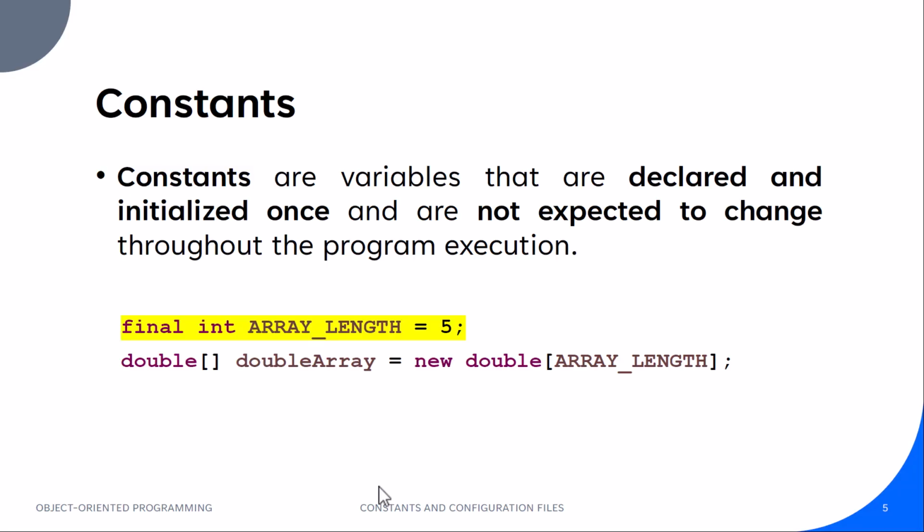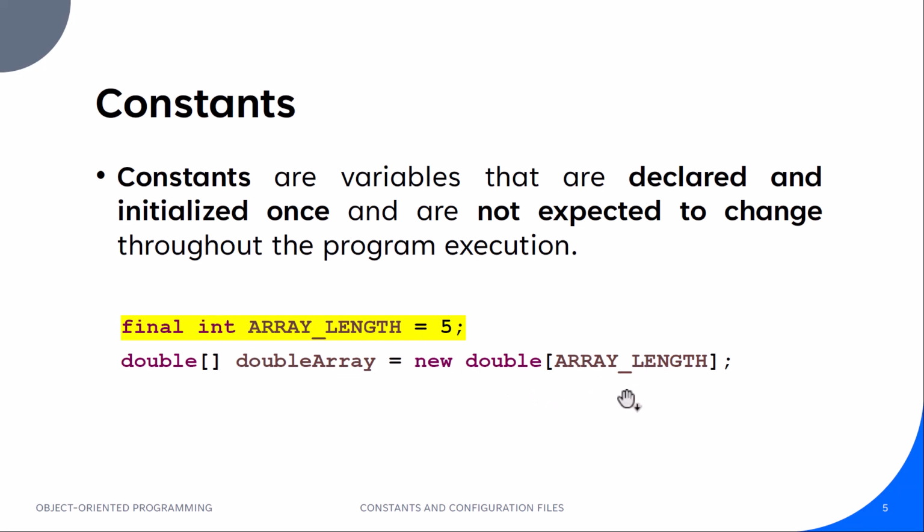Now, constants are variables that are declared and initialized once and are not expected to change throughout the program execution. The way we specify constants is by using the keyword final before the type of the constant that we are trying to create. And in this case, final int arrayLength is equal to 5. And then we define our array using this constant.